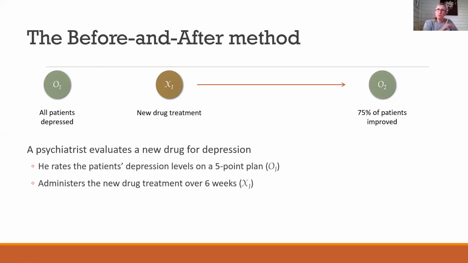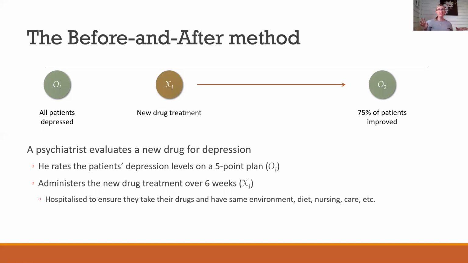Then he gives each patient in the study the new drug treatment. One tablet a day, every day for 6 weeks. In our model here, that's the X1. That's our independent variable. This is what the psychiatrist is hoping will cause a change in the dependent variable, or will cause a change in their depression.